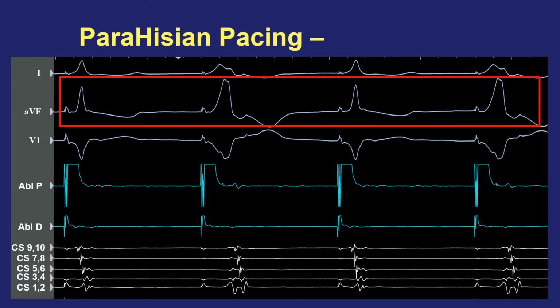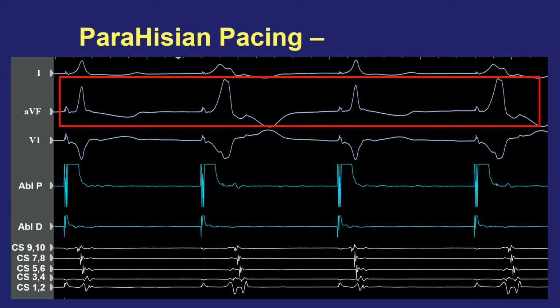I like to always have, when I'm doing this maneuver, 4 beats seen at once, 2 of which are capturing the His and 2 of which are not, so that I can be sure that the measurements that I make are reproducible and we're not being fooled by a coincident premature atrial beat or any other distraction that is not consistent with the maneuver we're intending to perform.